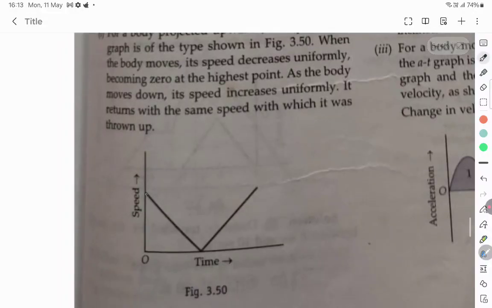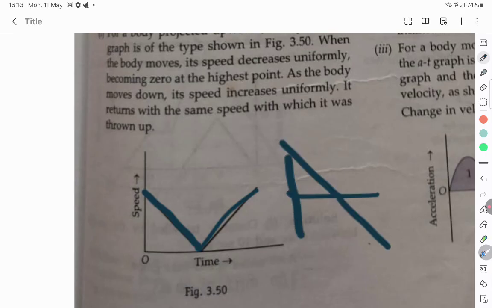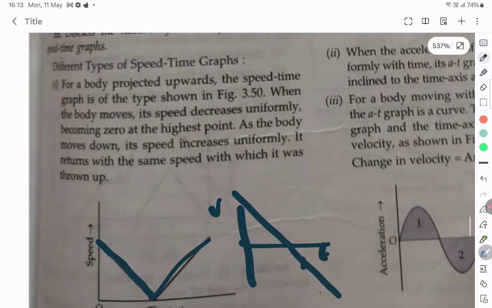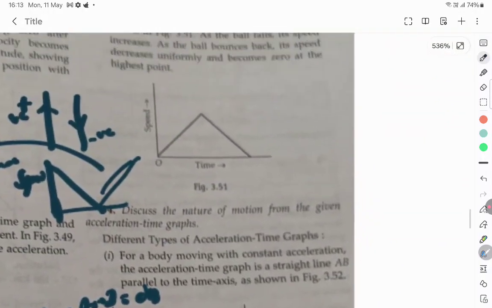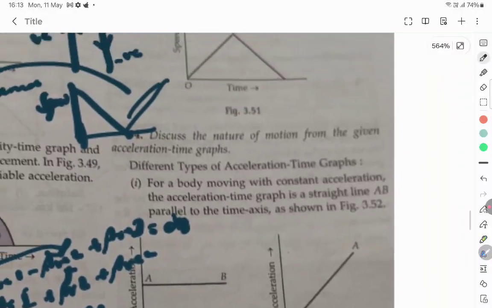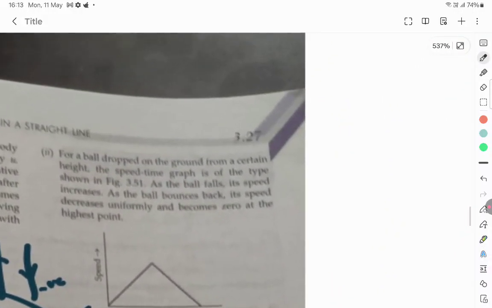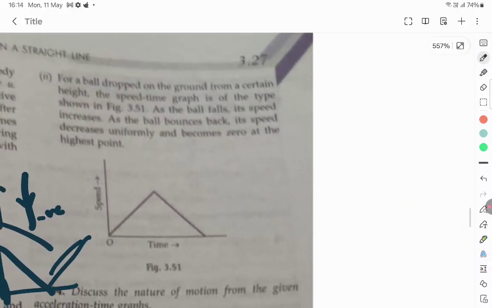This is nothing but the ball thrown up, and this represents the ball thrown down, but it is a speed time graph instead of velocity time. If it was velocity time, as I told you, it would have been like this and then coming down like this. So what is this? This is a ball dropped on the ground from a certain height. The speed initially is 0. So this is a downward journey. This always represents the downward journey.